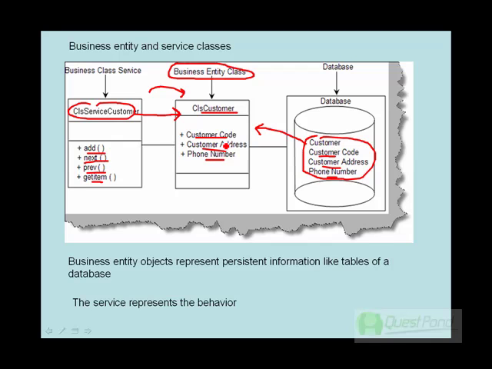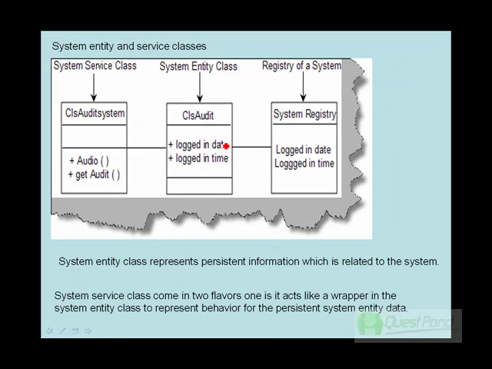Whenever you define your behavior, you define it with the name of the service. You can say, probably, CLS service customer. That tells me that this has a behavior, while CLS customer is a business entity class. In the same way, there are situations where you would like to represent persistent information related to the system, for example system registry. At that time you need to define a system entity class. And if you want to define a behavior for the system entity class, then use the system service class.